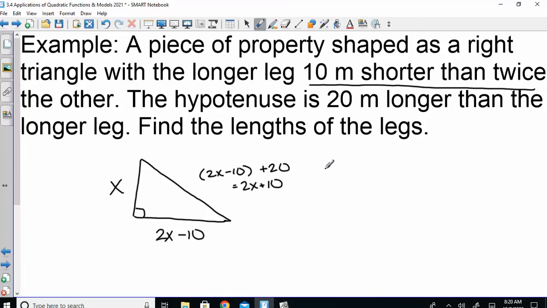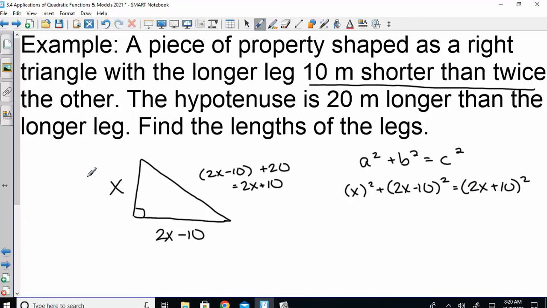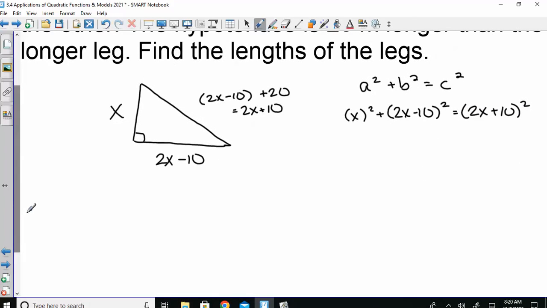What do we know about right triangles? The Pythagorean theorem, a squared plus b squared equals c squared. This works in a right triangle. A and B are the two legs, C has to be the hypotenuse. So A, my first side, squared, plus B, the 2x minus 10, squared, equals C, 2x plus 10, squared.